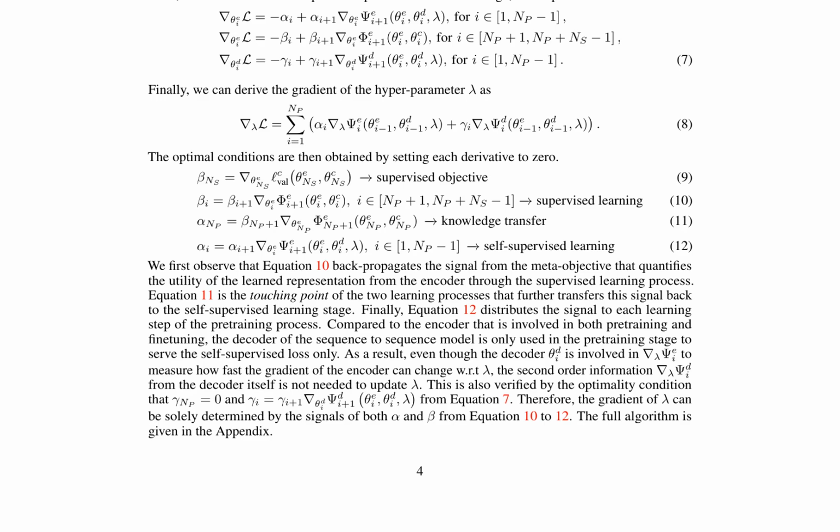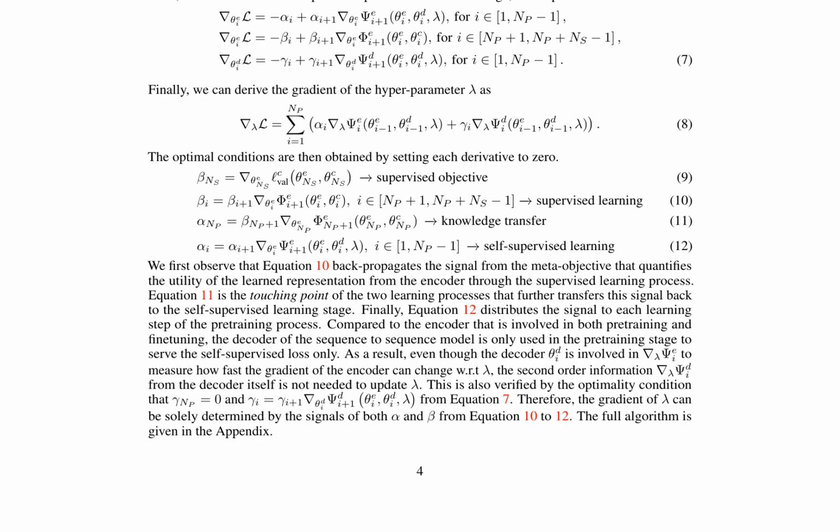The gradients of the Lagrangian with respect to the parameters are then derived, allowing the computation of the gradient of the hyperparameter lambda. This gradient is obtained by summing the products of the Lagrangian multipliers and the gradients of the encoder and decoder parameters. The optimal conditions for the problem are obtained by setting each derivative to 0, resulting in equations 9 to 12 that demonstrate the relationship between the supervised objective, knowledge transfer, self-supervised learning, and supervised learning processes.